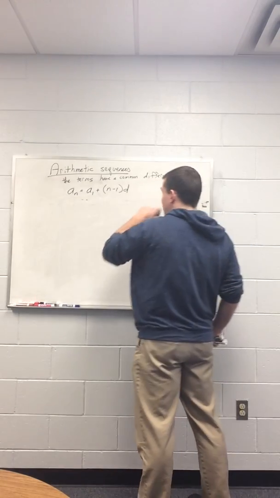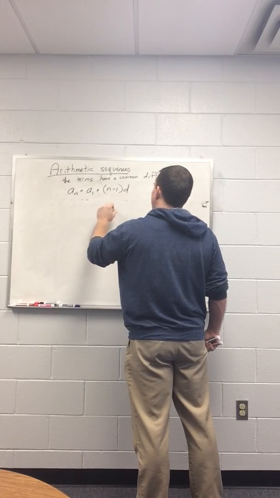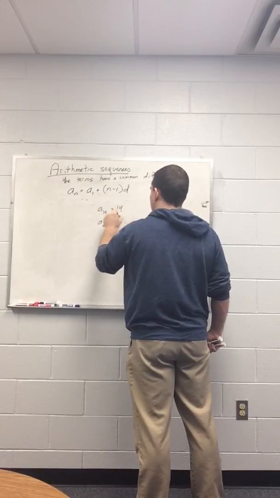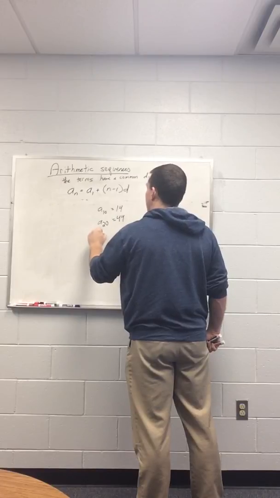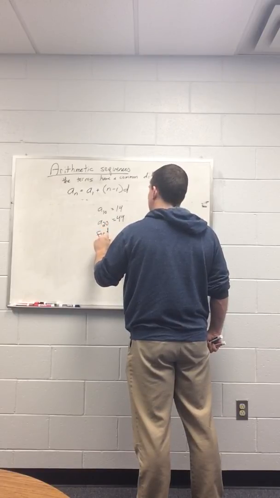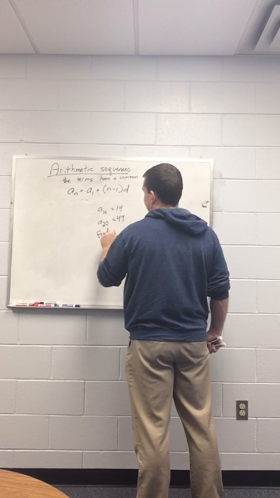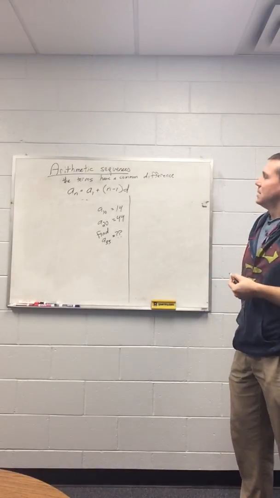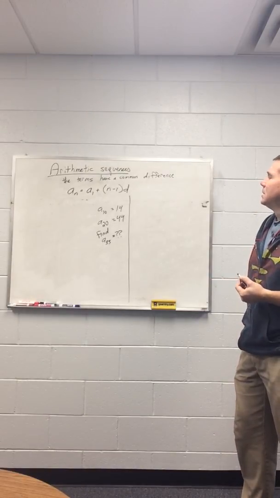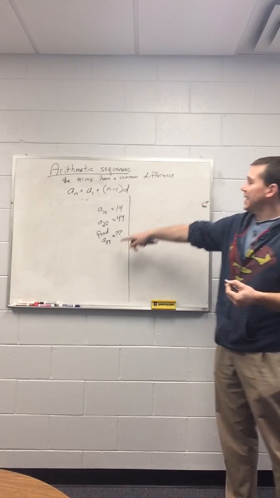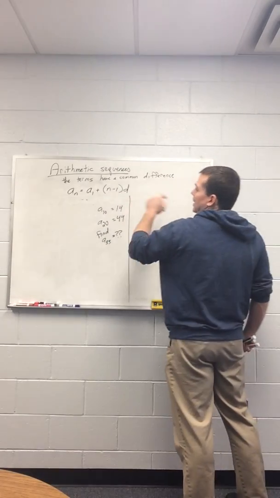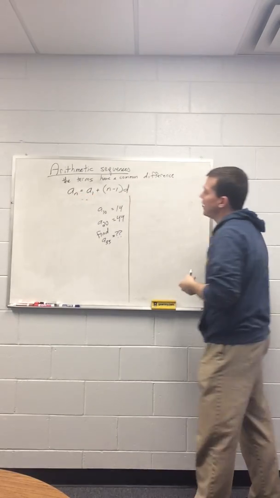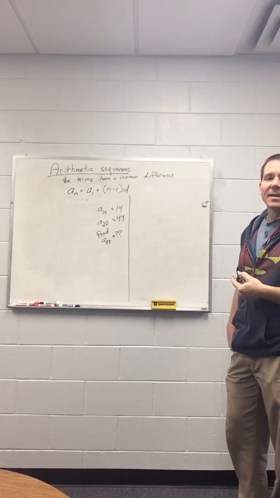So first off, suppose we say that a sub 10 equals 14, a sub 20 equals 44. Find a sub 33. Well, what can we do? Let's see. Ultimately, to find a sub 33, I'm going to need that formula. But the problem is, in order to use the formula, I need an a sub 1 and I need a d. And how do we find them?